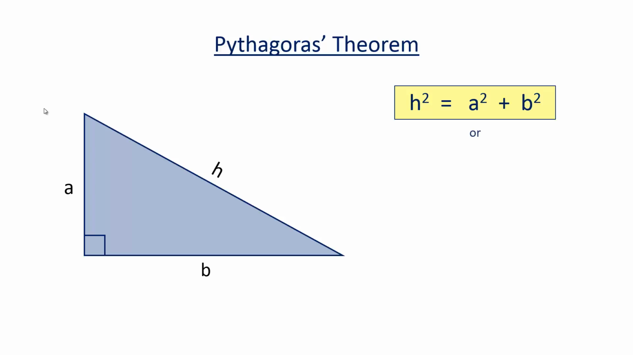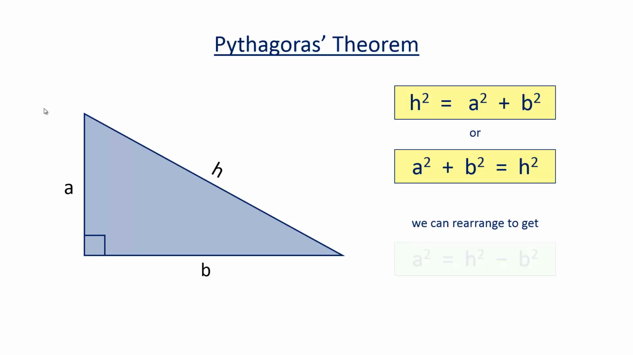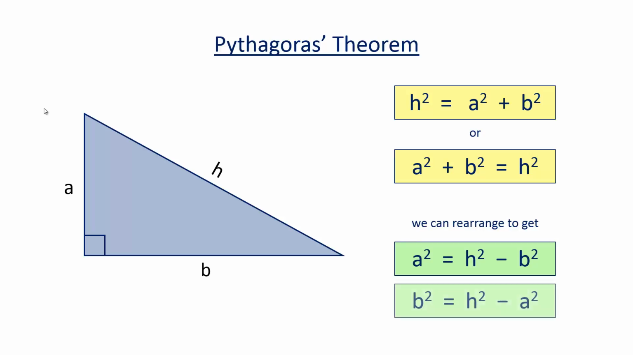And we could write it the other way around. We could write it as a squared plus b squared equals h squared. And in some of the questions we do, we'll have to rearrange that one. We can rearrange it to have a squared is h squared minus b squared, or b squared is h squared minus a squared.